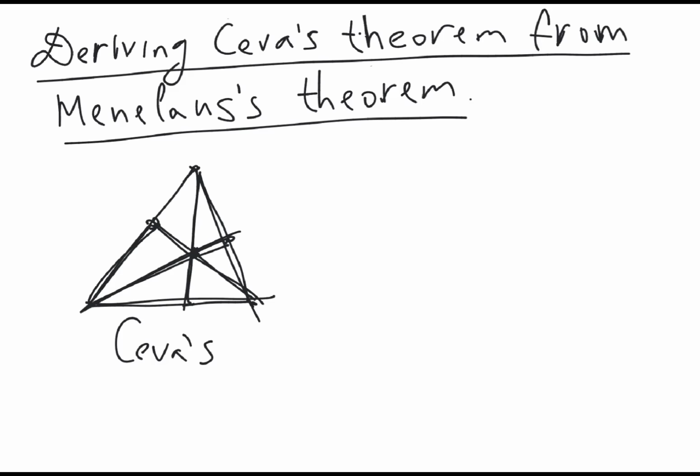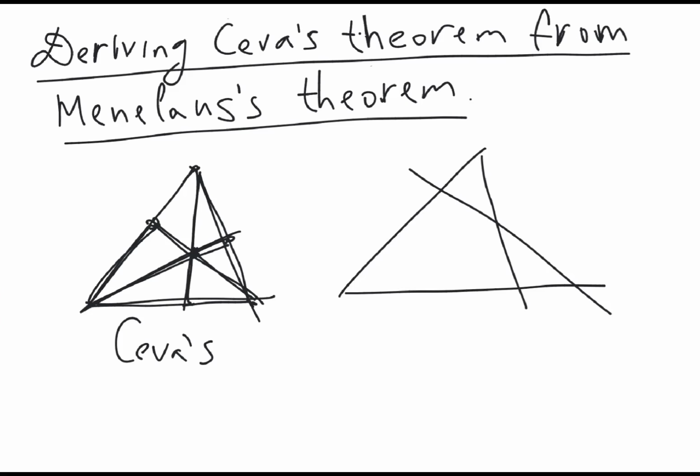And the Menelaus theorem is a criterion for when three points on the lines of the sides of a triangle lie on the same line, are collinear. So this is Menelaus theorem.